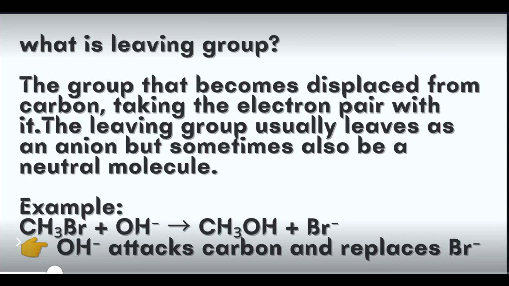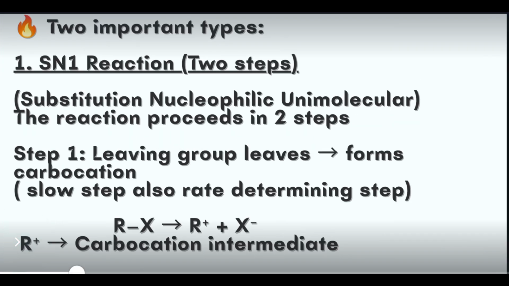Example: CH3Br plus OH minus gives CH3OH plus Br minus. Here Br is replaced by OH minus and you get CH3OH, methanol. Then you get the leaving group as Br minus. Here OH minus attacks carbon and replaces Br minus. Now we'll see that in nucleophilic substitution reactions there are two important types. One is the SN1 reaction and the other is the SN2 reaction.